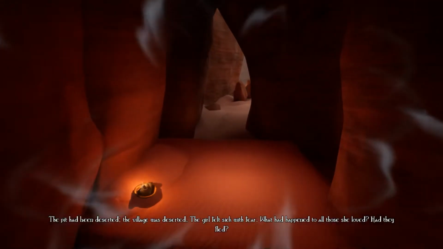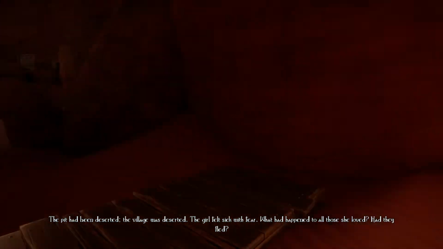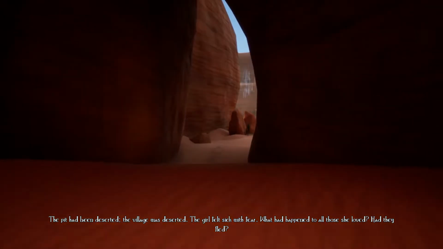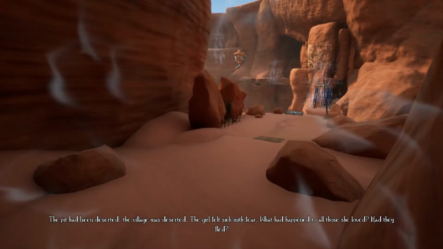The pit had been deserted. The village was deserted. The girl felt sick with fear. What had happened to all those she loved? Had they fled?